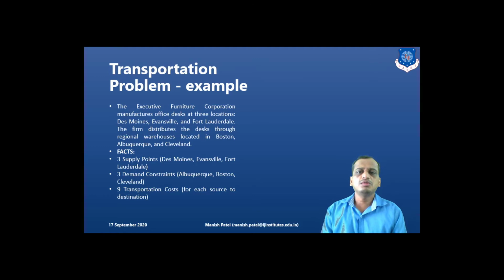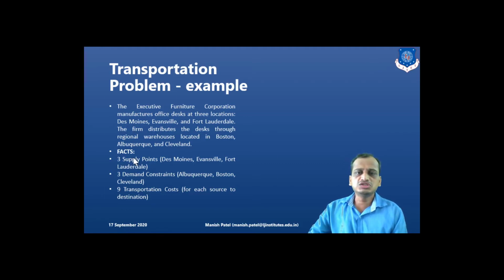So what are the problems? Let's say I will give you one example here. It is a company called Executive Furniture Corporation, right? They have three manufacturing locations: Des Moines, Evansville, and Fort Lauderdale. Now they distribute the desks to regional warehouses located in Boston, Albuquerque, and Cleveland. So there are three supply points, as I discussed previously, and three destinations, or you can say three demands.